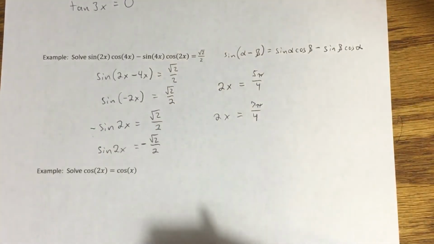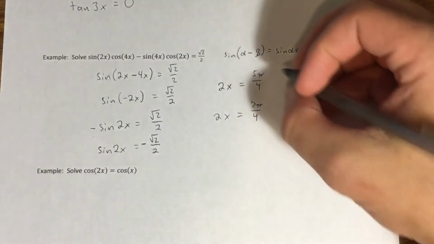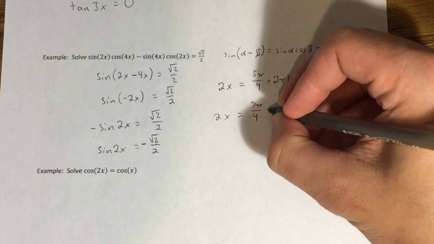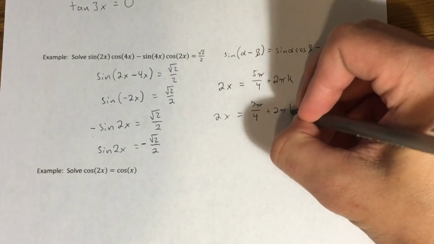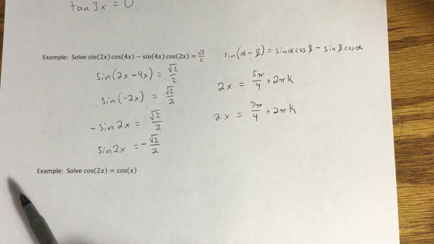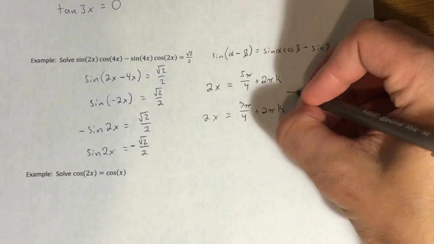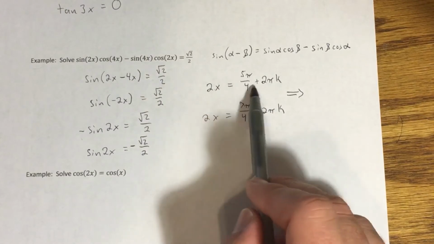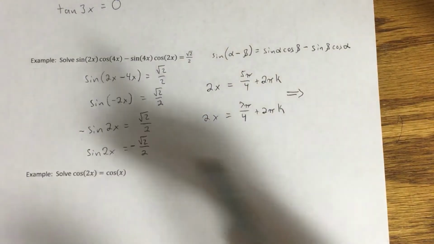Now remember here, we're looking for general solutions, not just one revolution around the unit circle. So I should be adding a 2 pi k to each of these. Okay? But it's not 2x that I want. It's x that I want. So let me solve each of these for x by dividing everything by 2. And I do mean everything.